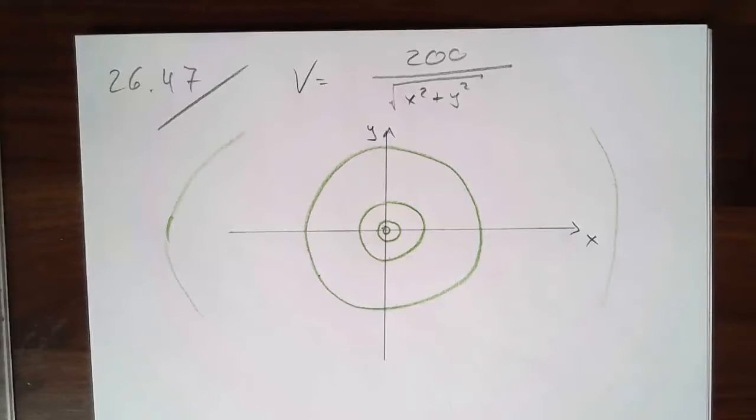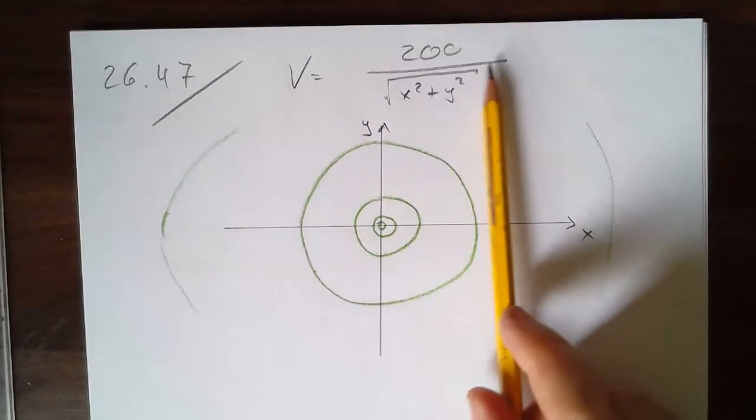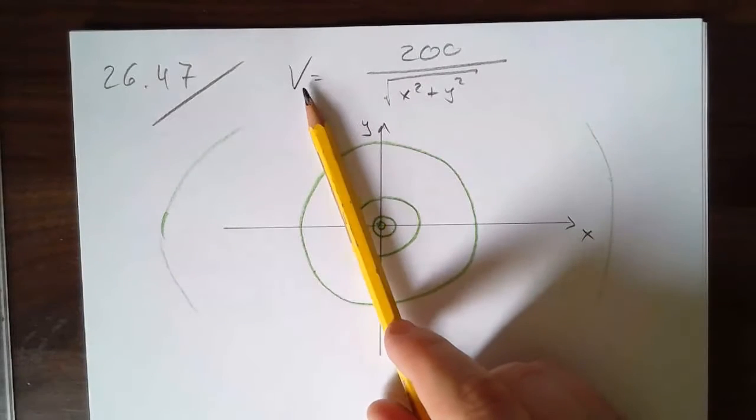26.47. 26.47 is very similar to 26.46. It's just a different function. Again, we're given an explicit expression for the value of the potential.